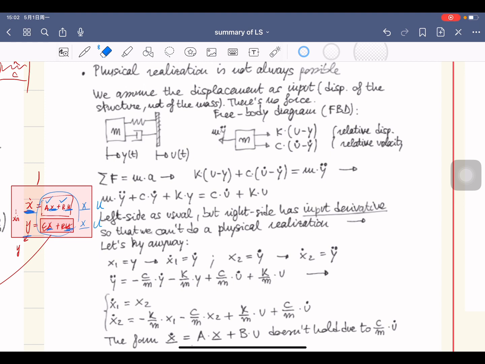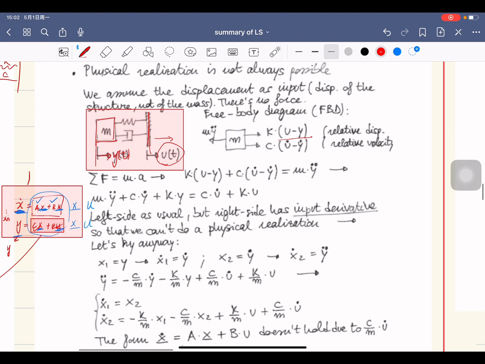Let's see the counterexample. The same model, mass spring damper, but the system would go this way with U(t), and the mass would go this way with Y(t). Y(t) would be the output expression for us. So the distance between them should be a relative distance and a relative velocity. Finally, it is expressed like this.